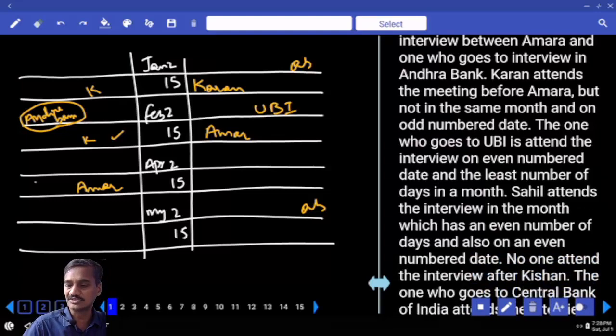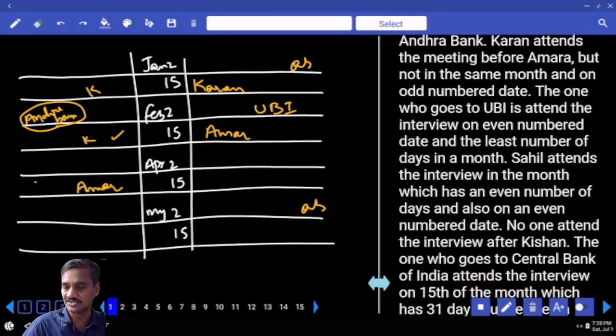And Sahil attends the interview in the month which has an even number of days, and also on an even number date. Sahil can be on April 2nd or on Feb 2nd. And so there are 2 possibilities.